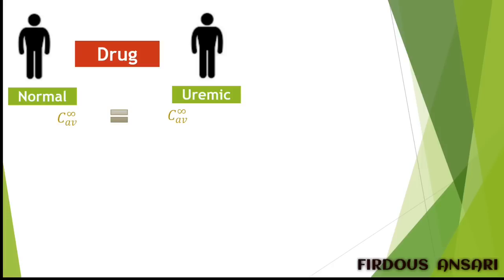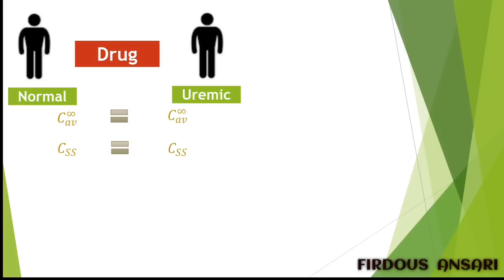Suppose you gave a drug to a normal person and found the average plasma concentration of the drug to be 10 mg per ml. So, when the same drug is given to uremic patients, the dose adjustment should be done such that the average plasma concentration of the drug in the uremic patient is also 10 mg per ml. Okay, so this is about oral dosing, and whenever we are giving a drug via the intravenous route, the steady state concentration that is produced in a normal person, we should make such a dosage adjustment that the same steady state concentration is produced in the uremic person also.